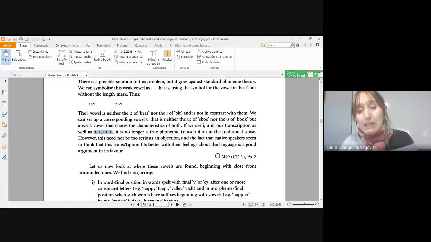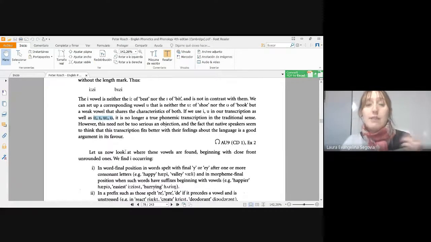However, this needs to be taken as a serious objection, and the fact that native speakers seem to think that this transcription fits better with their feelings about the language is a good argument in favor. Why does it say that? Because depending on the place in England, or the English-speaking country, the neutrality would be a little bit more to the long, a little bit more to the short. But you need to know that something in the middle is for the RP. And this is something that you need to learn.